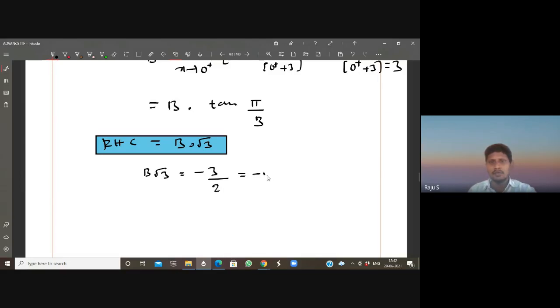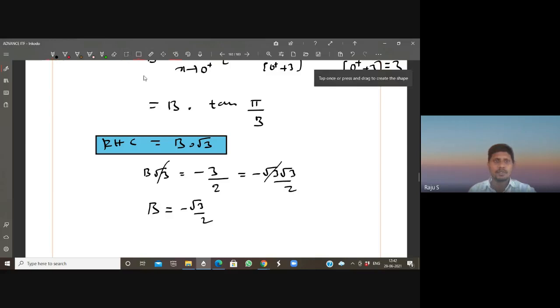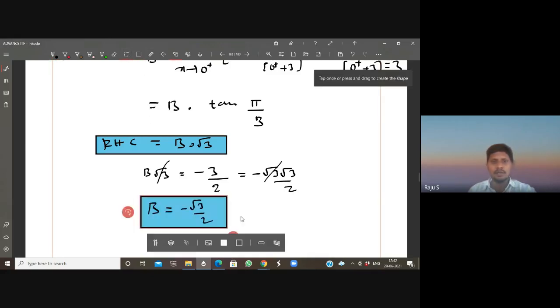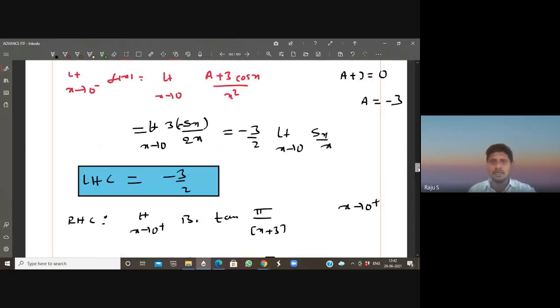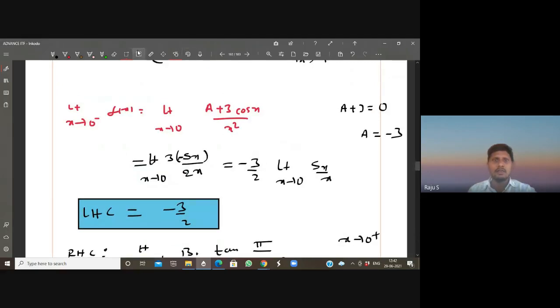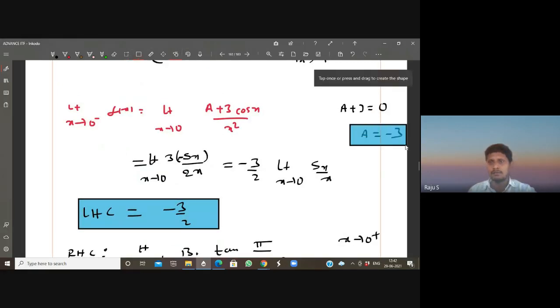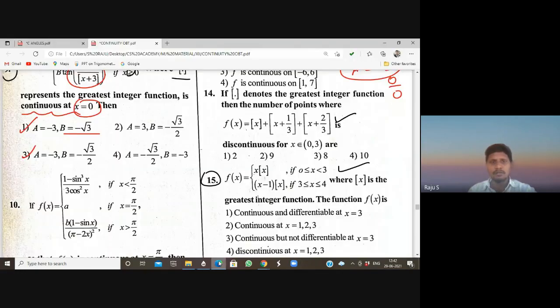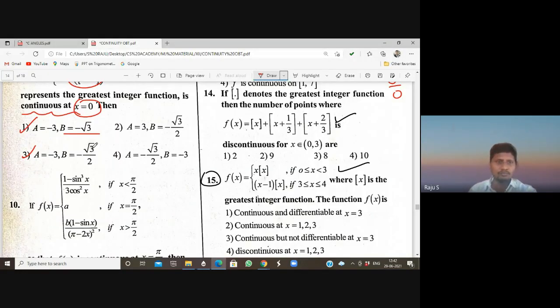Minus 3 by 2 can be written as minus root 3 by 2 into root 3. Now root 3 gets cancelled. So b is equal to minus root 3 by 2. This is b. Then what is a? The a value we already got here, a is equal to minus 3. Okay, a is equal to minus 3, b is equal to minus root 3 by 2. So nothing but the third option is correct.